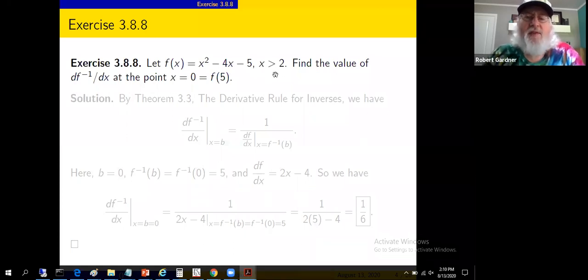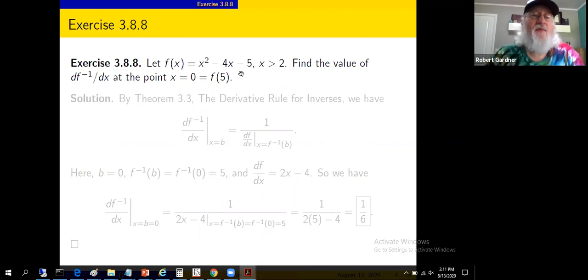Why did they add this x greater than 2 condition? Must be to make a one-to-one function. If we graph y equals x squared minus 4x minus 5, full stop, that ain't going to be one-to-one, and it won't have an inverse, and we want to have a conversation about inverse functions. So that's the reason this little condition here has been added.